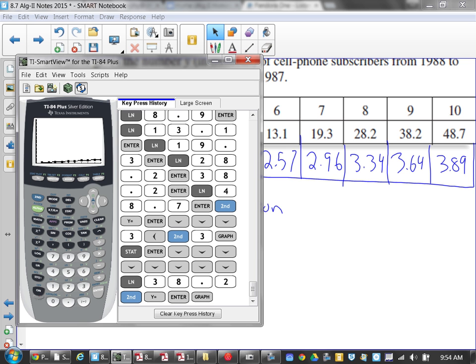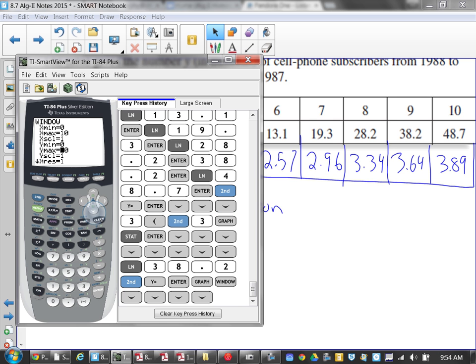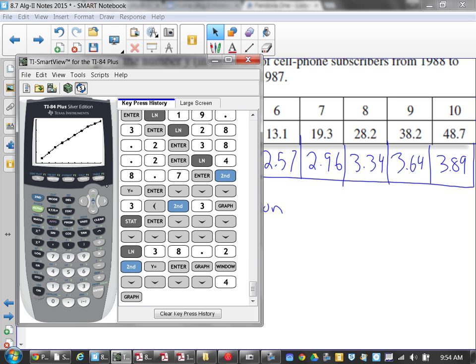Now what I want to do here is adjust my window. I'm only going to leave my x window at 0, but what's the y value I should go up to? Let's go to 4. And I want you to see what happens now. What does it look like? The other graph. It looks like a line, doesn't it? It looks linear.